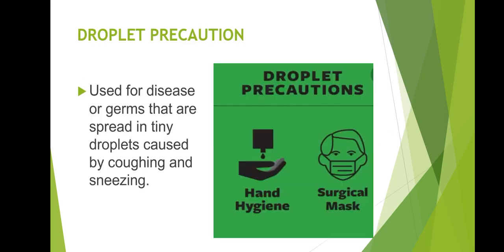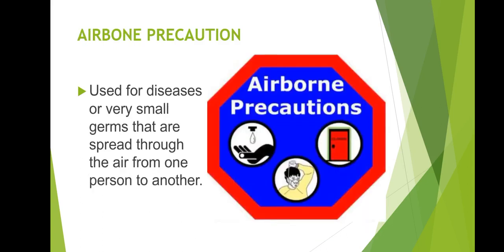Next one is the droplet precaution. It is used for diseases or germs that are spread in tiny droplets caused by coughing and sneezing. These are used to prevent the spread of pathogens that are passed through respiratory secretions and do not survive for long in transit. The last one is airborne precaution, used for diseases or very small germs that are spread through the air from one person to another. These are required to protect against airborne transmission of infectious agents.